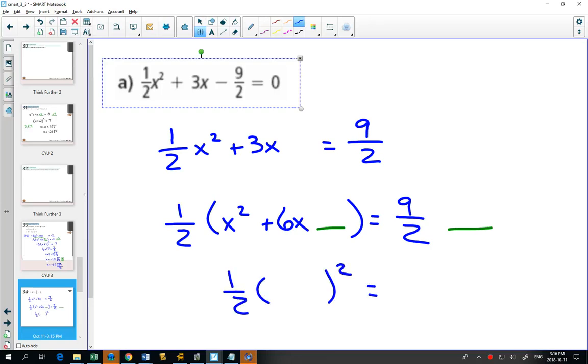If I have a 6x, what's this going to be squared? To get a 6x, it has to be x plus 3. And if I have an x plus 3 squared on this side, what would have been in the space? 9. That 9 would have been multiplied by that half. So I have actually added 9/2 or 4.5. So over here I would have to also add 4.5 or 9/2. 9/2 plus 9/2. So not 18/4. It's 18/2, which is just equal to.